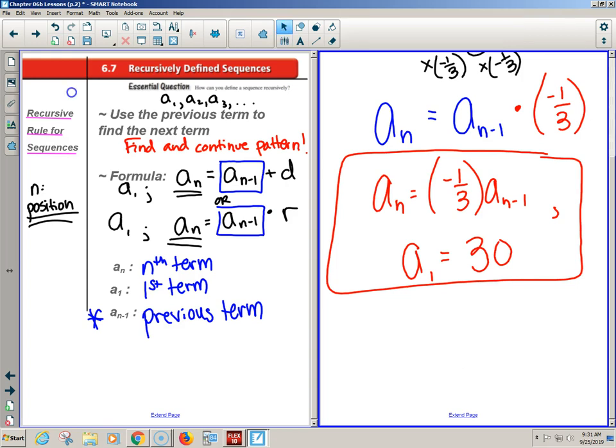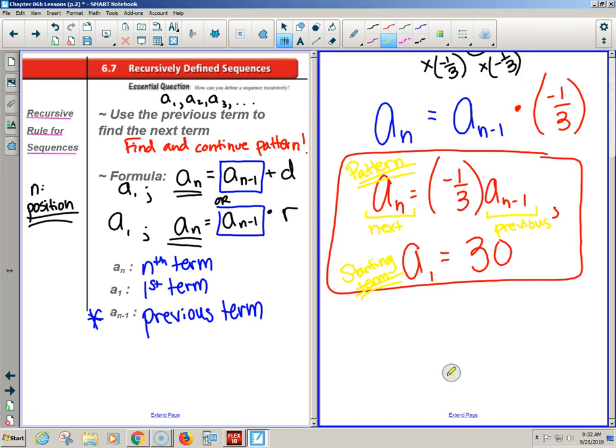If you guys are colored pen or highlighting sort of people, this guy, the a sub n, shows you the pattern. That's what this guy is for. Here's the pattern. You get to the next term by multiplying the previous term by negative 1/3. That's what recursive does. It says you get to the next by using the previous and doing something to it. Sometimes you're adding, sometimes you're multiplying. This guy's the pattern, but this guy is the starting point. It's the starting term. You need both.